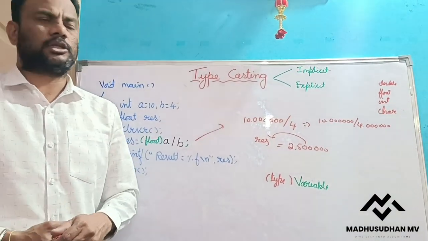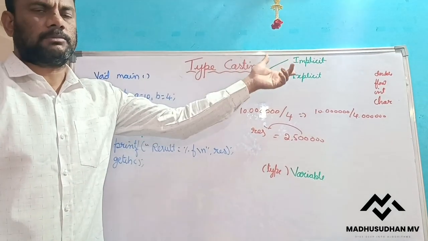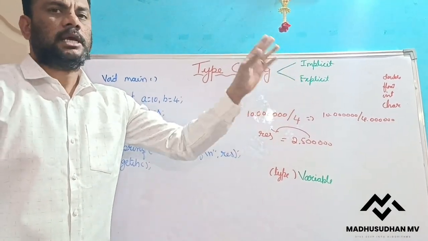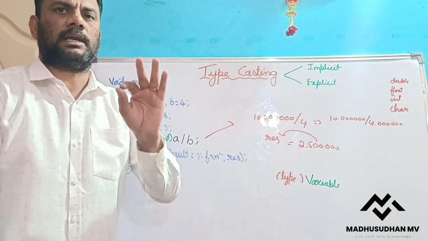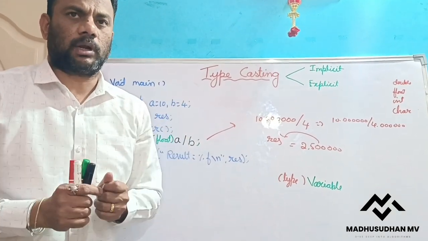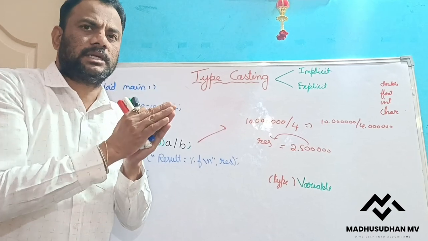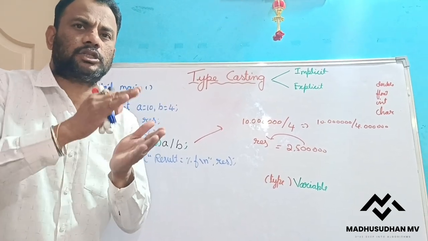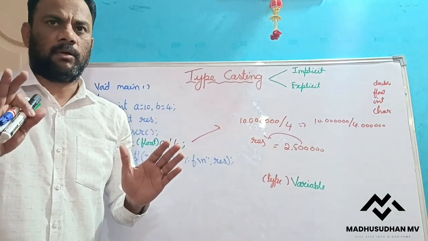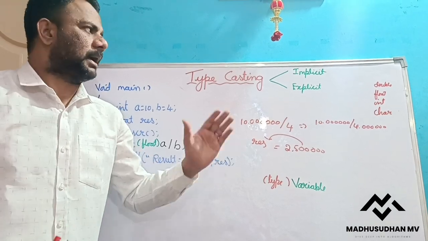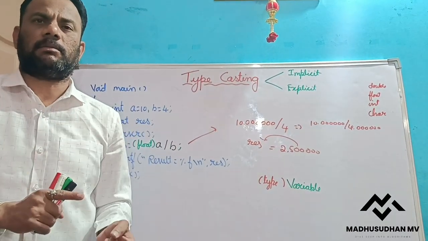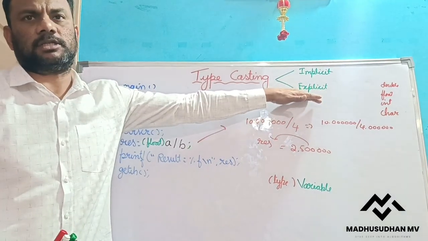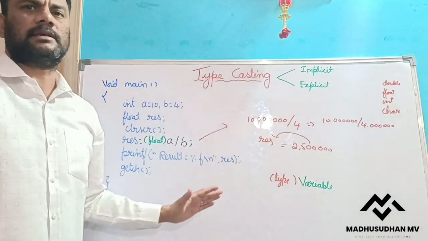Hope you understood typecasting. There are two types of typecasting: implicit and explicit. Implicit typecasting is done by the compiler automatically, without the knowledge of the programmer. Always in implicit conversion, the compiler converts a lower data type to a higher data type. Okay, reverse is not possible. But sometimes we need to convert from one data type to another. For that, we go for explicit conversion, and this is a standard example.